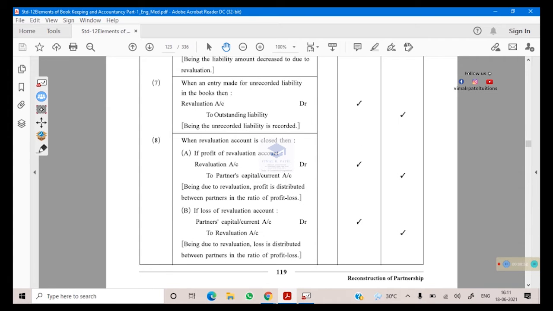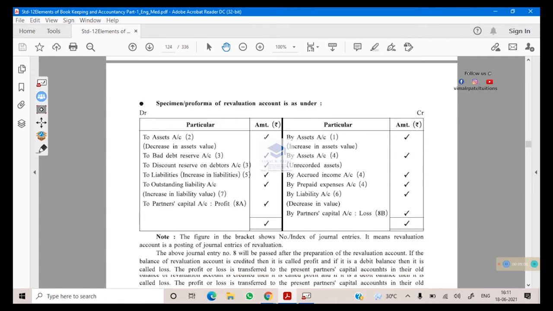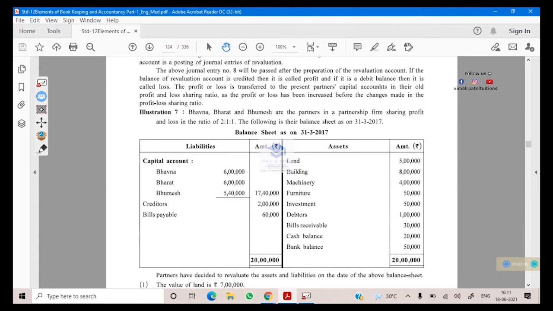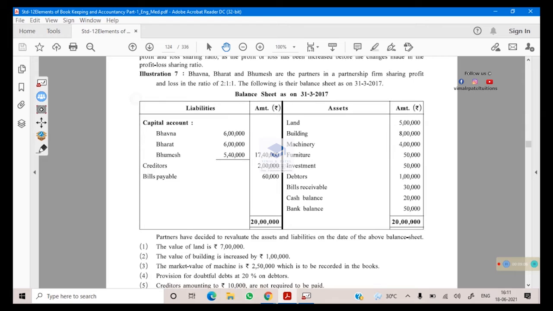If there is profit, the entry will be revaluation account debited to partner's capital or current account. And if there is loss, the entry will be reversed. Partner's capital or current account debited to revaluation account. See, this is what I have explained. Now, let's start with an example.